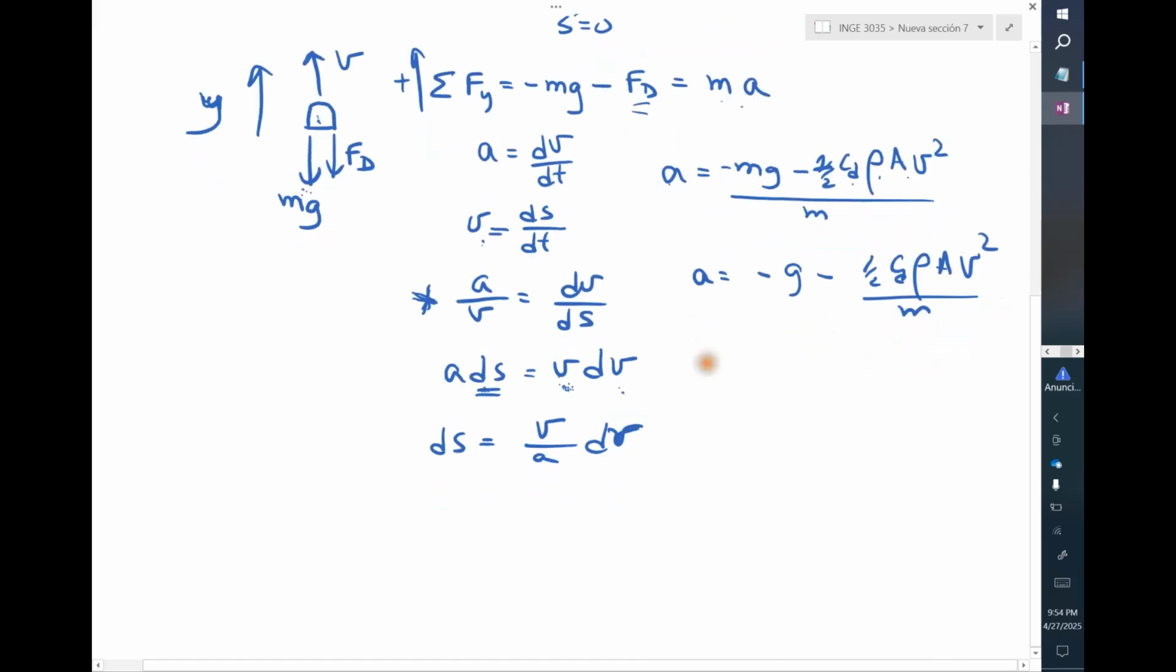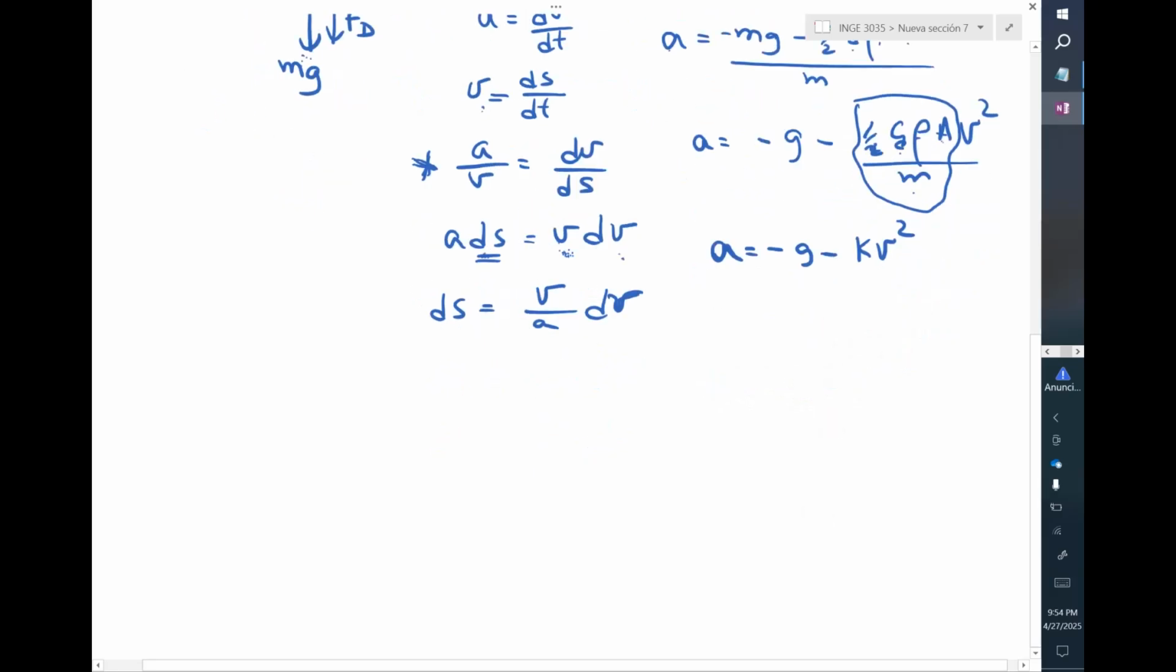That's kind of interesting because all of these are constant. We have 1/2 the coefficient of drag, the density, and the area of the bullet based on the diameter of the bullet, divided by the mass of the bullet. So all that is a constant. I can always set something like this: a equals minus g minus k v squared. So now we have a nice equation here, the acceleration of the bullet, that can be plugged in here, but it's in terms of v.